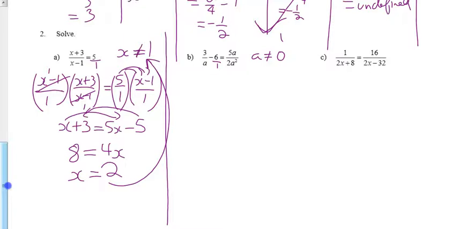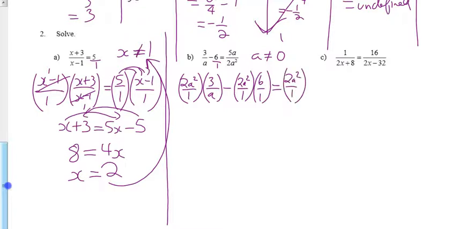What's our lowest common denominator? 2a squared, right? We need a 2, we need an a squared. So we are going to multiply every term by 2a squared over 1. I just like that because then it looks like a fraction, right? And we can multiply. Times 3 over a. Times 3 over a. Minus 2a squared over 1 times 6 over 1 equals 2a squared over 1 times 5a over 2a squared.